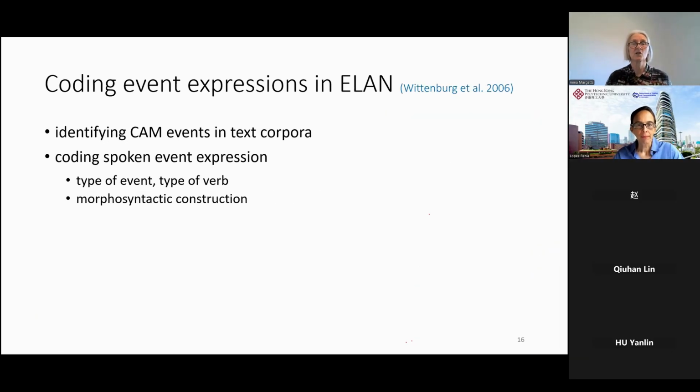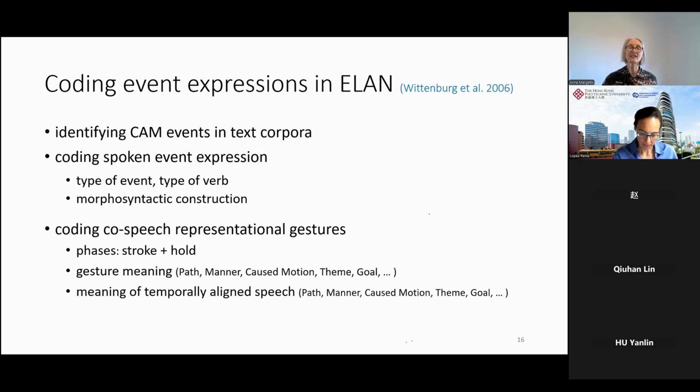We had the text corpus that we had already coded for bringing taking events in the spoken language. We had identified these events in the text corpora. We coded the event type and the construction. We then added coding of co-speech representational gestures. And so we chose to only zoom in on representational gestures.